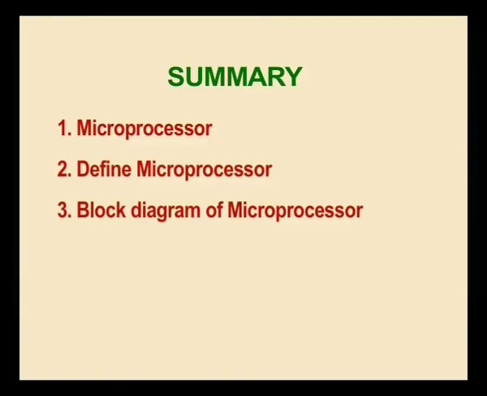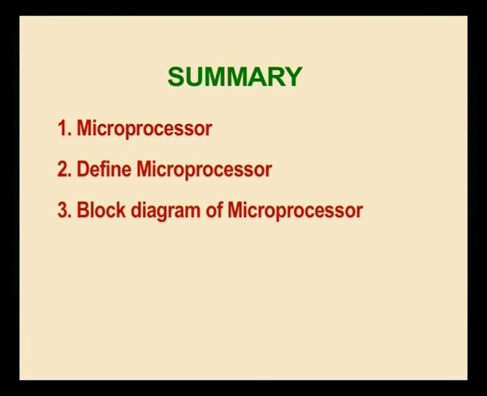Now, to summarize whatever we have studied. We saw what is meant by microprocessor. A microprocessor is basically an electronic chip. The size is as small as your fingernail, and it contains millions of transistors, and it is basically a computer on a chip. It is mass produced, and because of technological advancement, although it is very powerful, it is available at a very cheap price.